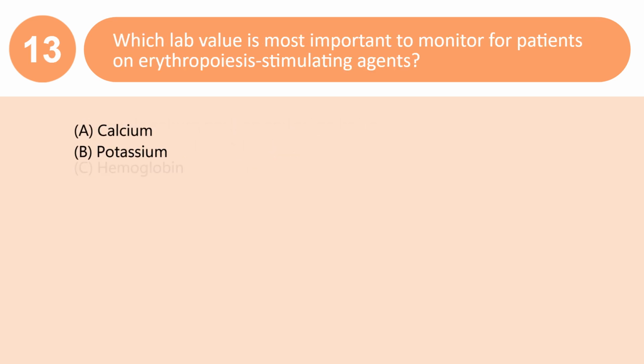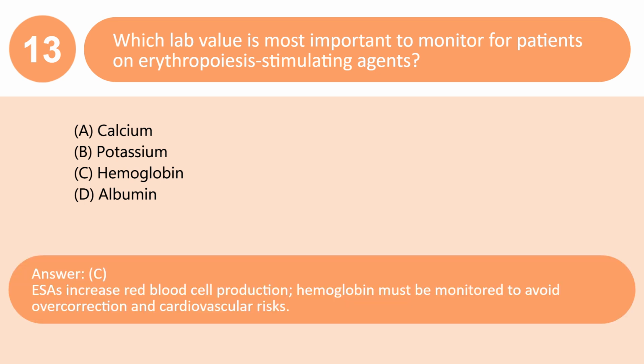Which lab value is most important to monitor for patients on erythropoiesis-stimulating agents? A. Calcium. B. Potassium. C. Hemoglobin. D. Albumin. Answer C. ESAs increase red blood cell production. Hemoglobin must be monitored to avoid overcorrection and cardiovascular risks.